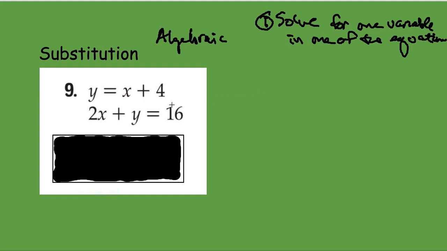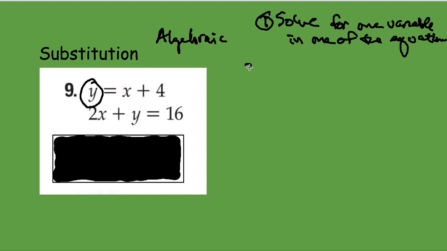Now, when you do that, pick wisely. Pick a variable that hopefully doesn't have a coefficient other than 1, and then pick the equation that's going to look a little nicer. So when you look at number 9, I would say, oh, look at this. y is already solved for itself here in this top equation. So sometimes it's done for you. And when that's the case, that's awesome.